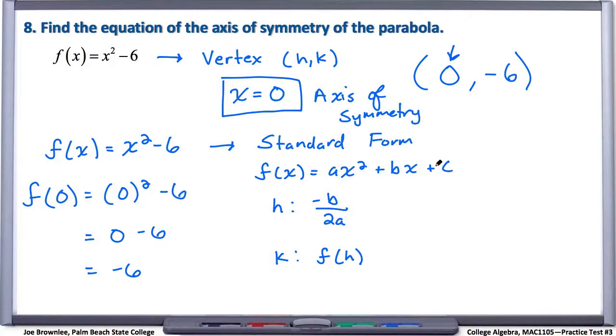If you don't like this method, take a look at the alternative method, the next video in the playlist. You may like that better. We're going to get to the same answer either way, just using vertex form instead of standard form. All right, I will see you there.